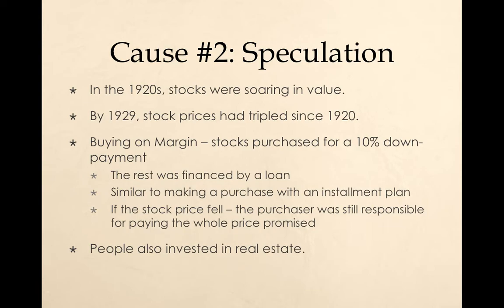If the stock's price fell, the purchaser was still responsible for the whole price he or she had promised to pay. As long as the stock prices kept going up, this was not a problem. But if prices dropped, buyers on margin often did not have enough of their own money to cover such losses. People also invested in real estate, with similar hopes of getting rich quickly. The frenzy of stock market and real estate speculation created an atmosphere of easy money.